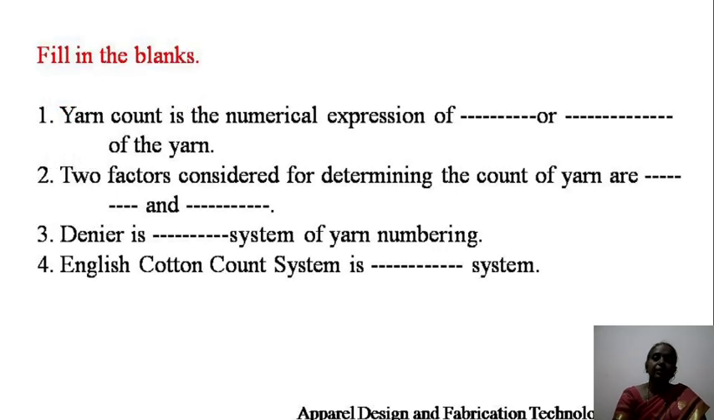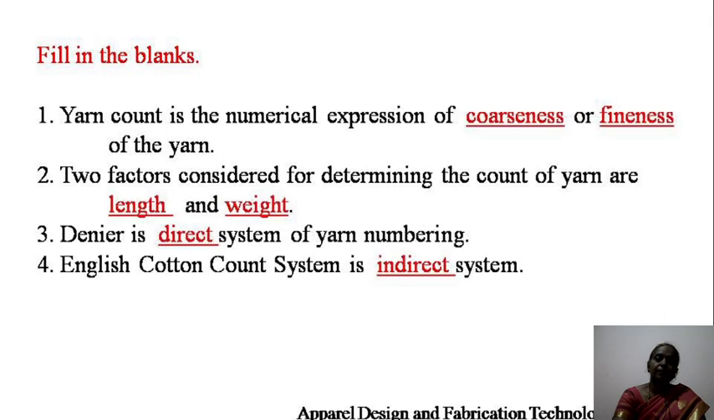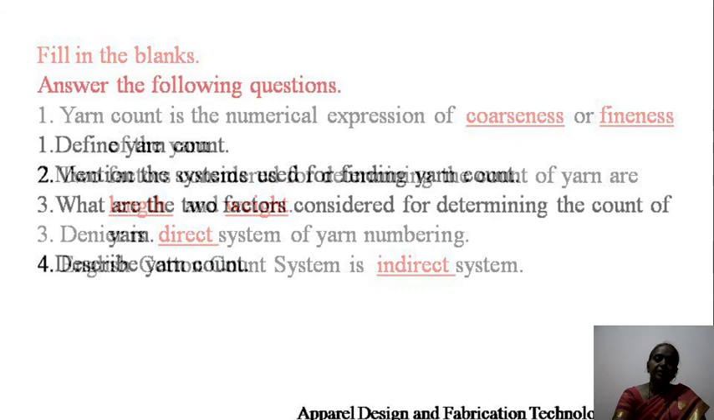Fill in the blanks. Yarn count is the numerical expression of dash or dash of the yarn. Second, 2 factors considered for determining the count of yarn are dash and dash. Denier is a dash system of yarn numbering. English cotton system is dash system. Answers: yarn count is the numerical expression of coarseness or fineness of the yarn. The 2 factors considered for determining the count of yarn are length and weight. Denier is a direct system of yarn numbering. English cotton count is an indirect system of yarn numbering.